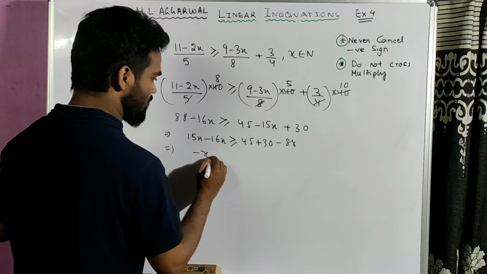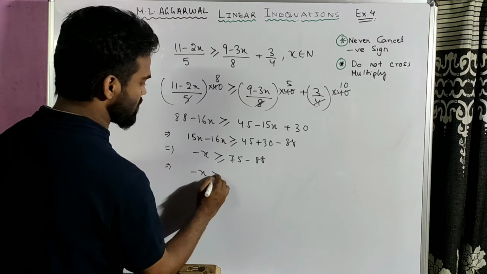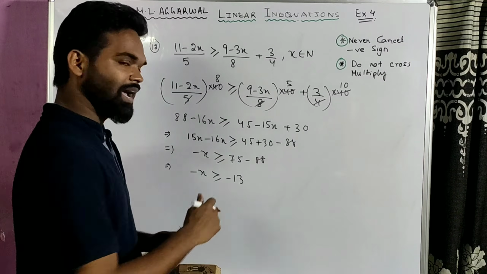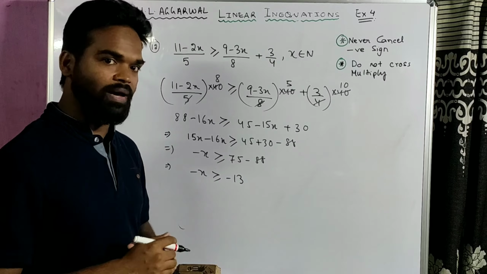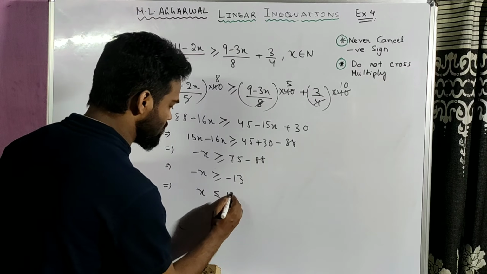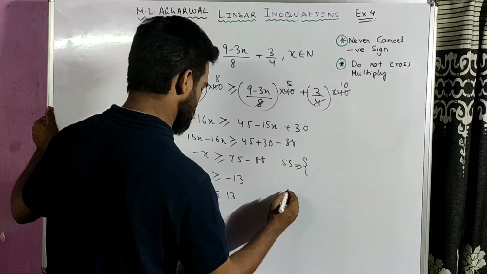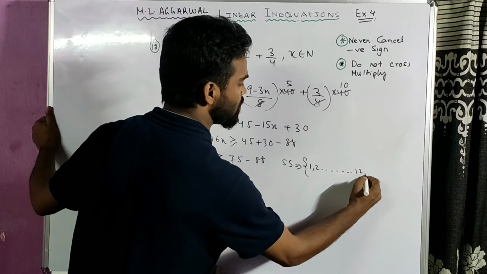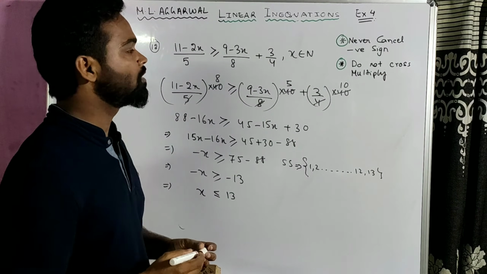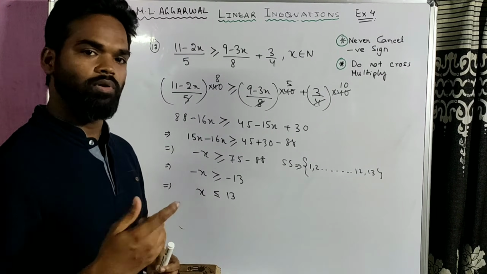So this becomes minus x greater than or equal to, this is 75 minus 88, which means minus x greater than or equal to minus 13. Now we know we can never cancel a negative sign, but we can multiply by -1. So when you multiply by -1, both sides become positive and the inequality sign changes. So what is our solution set? Our solution set is 1, 2, dot dot till 13. 13 is included. They have already told us our solution set belongs to natural numbers. Done. Now we look at the next sum.